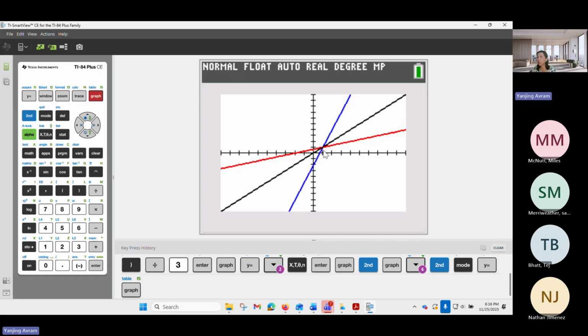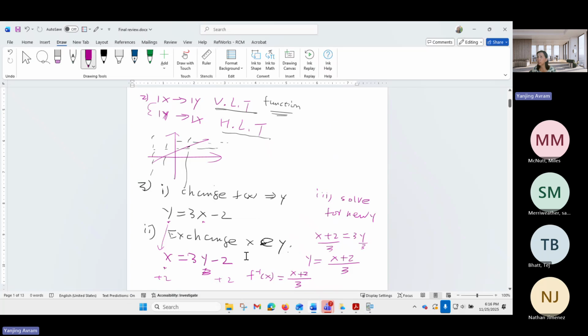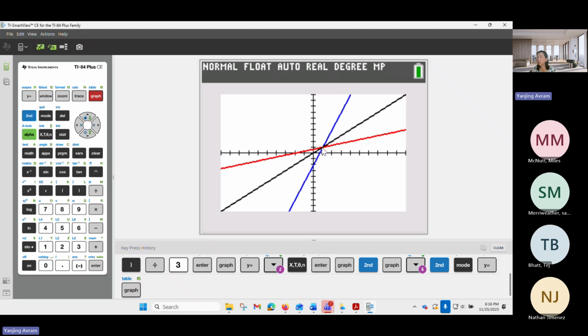And you can see why everyone passes this point. At this point, x is 1, y is also equal to 1, right? So when x equals 1, y is also equal to 1. And if you plug into the original one, when x equals 1, 3 minus 2 is also 1. That's why everyone passes this point, (1, 1). If you switch the x and y, x is 1, y is 1, the inverse is still (1, 1).